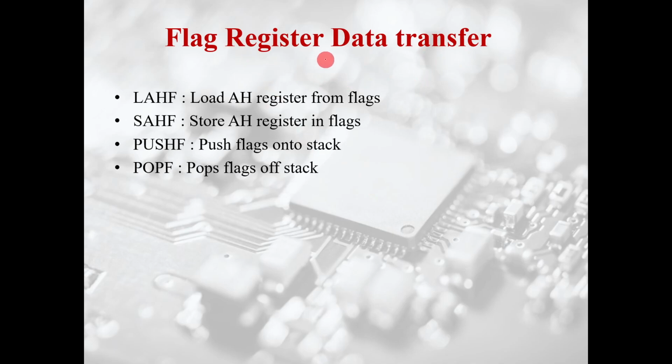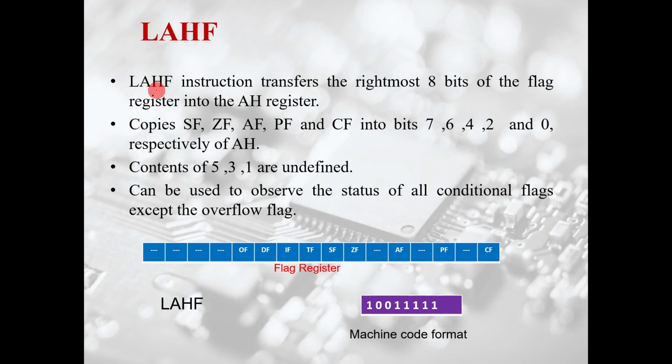Then there are some flag register data transfer instructions: LAHF, SAHF, PUSHF, POPF. These are the four kinds of instructions which are available. We'll take one at a time. LAHF, load into AH from the flags. What it does is this: AH is an 8-bit register, correct? Whereas the flag register is a 16-bit register, correct?